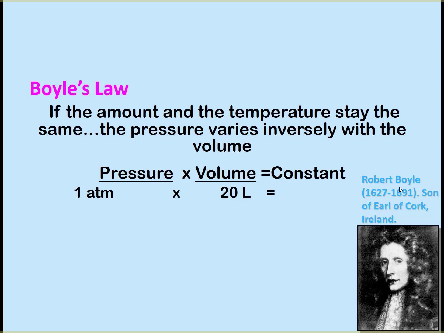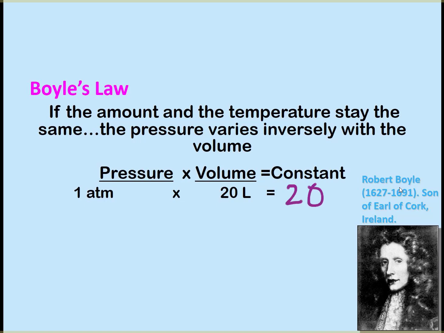Let's look at Boyle's law. So Boyle observed that pressure times volume equals a constant. Let's just do a little experiment. This is what he observed. Let's say our pressure is 1, our volume is 20, so that means our constant is 20.